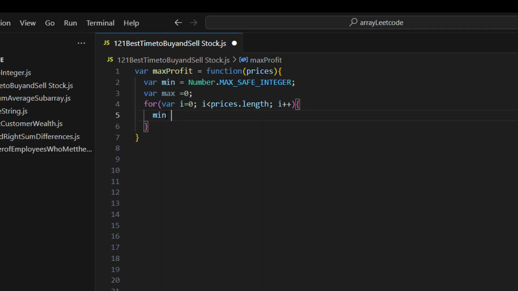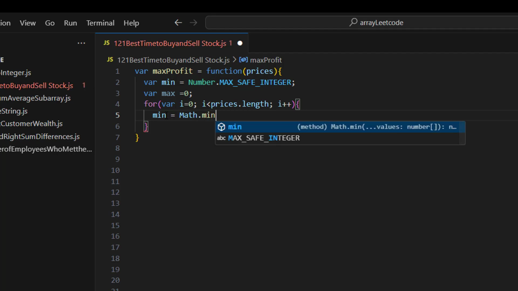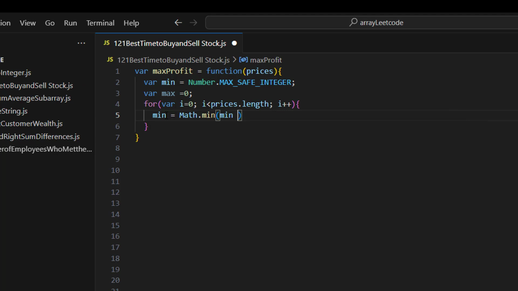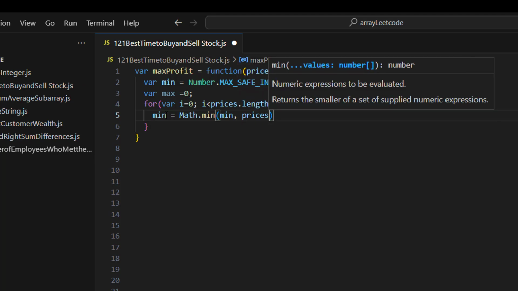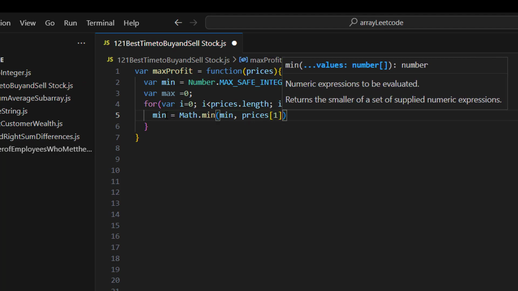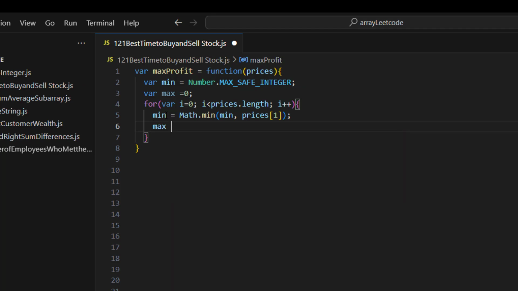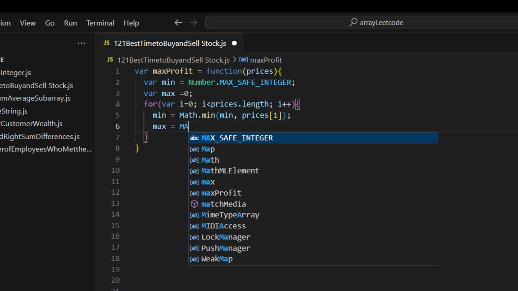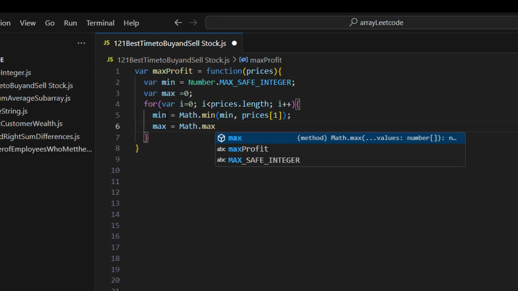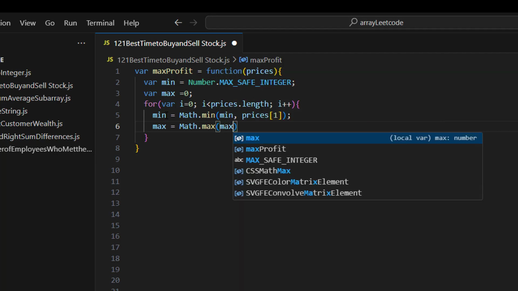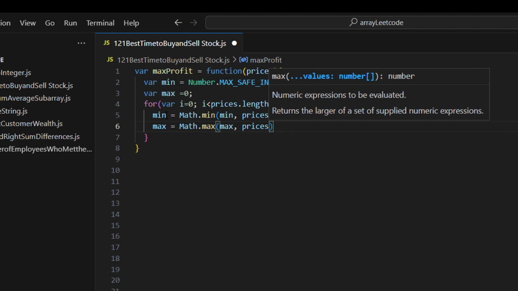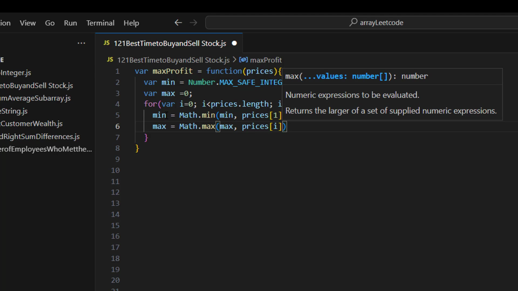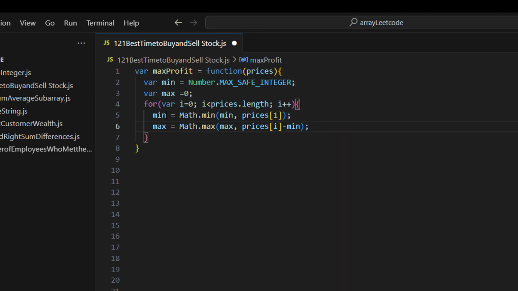Okay, so now it's time to update the min and max. min equals Math.min of prices[i], min. max equals Math.max of max, prices[i] minus min. This is the logic, okay? Almost like a theory. So now it's time to return the max. Return max.